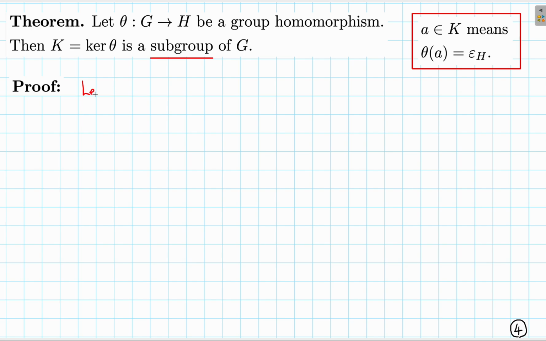So we'll let A and B be elements of the kernel. And we have to show that their product is in the kernel as well. But what does it mean that they're in the kernel? Well, they both map to the identity element of the codomain. So then theta of A is equal to the identity of H, and theta of B is also equal to the identity of H. Now we need to show that A times B is in the kernel, so we need to show that A times B gets mapped to the identity element of the codomain. So let's go ahead and do that.